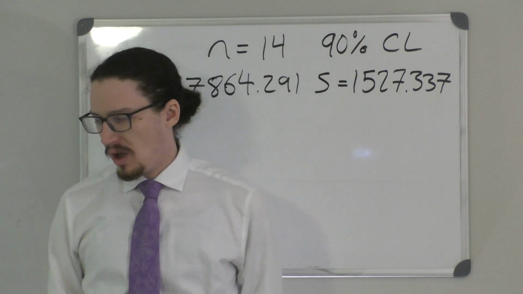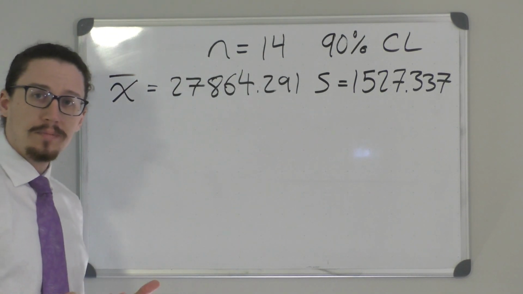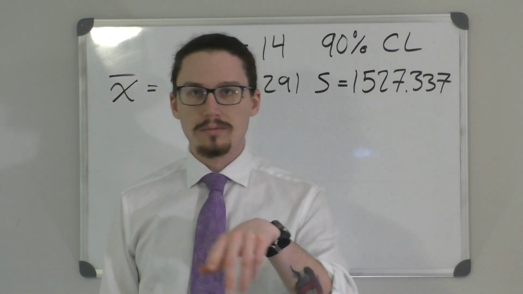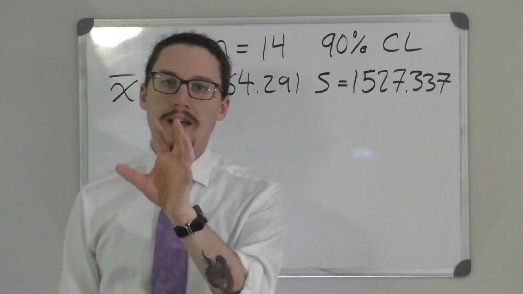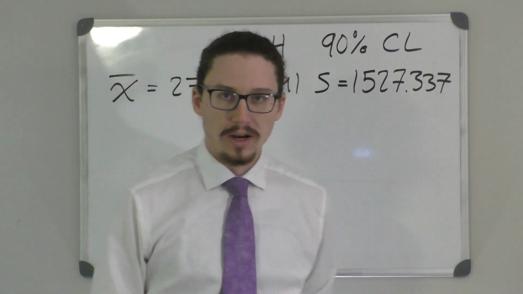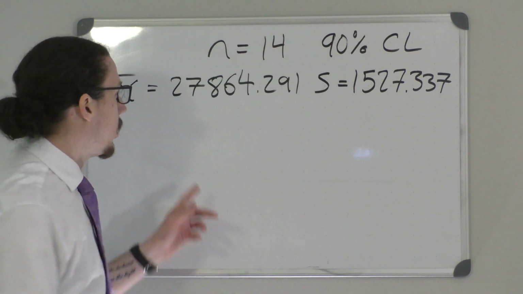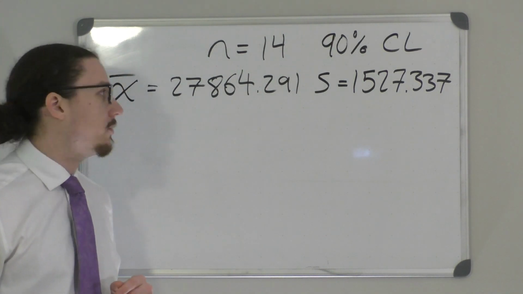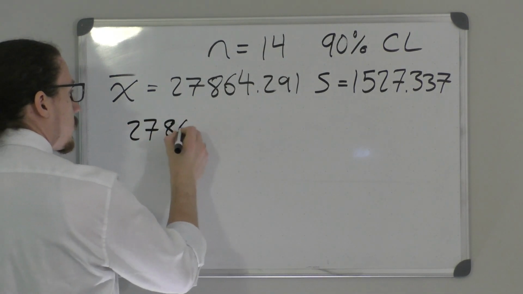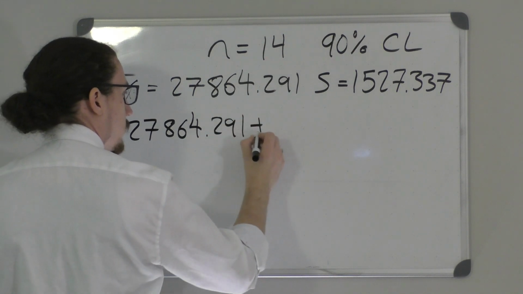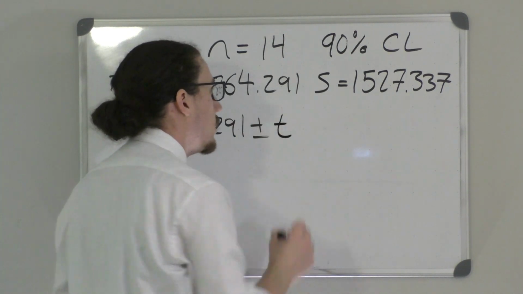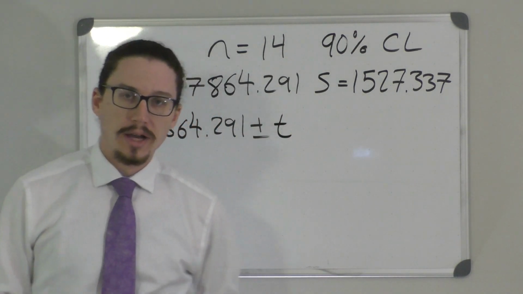All right, so now that we have all of that information, we can go ahead and start working towards getting our estimate. We're going to just follow our formula. So remember, x bar plus or minus t alpha divided by 2 comma degrees of freedom. That's all one thing. That's our critical value. And times s over the square root of n. So we're going to start with our sample mean x bar, 27,864.291. We're going to add and subtract our critical value. So t, then we need alpha divided by 2.